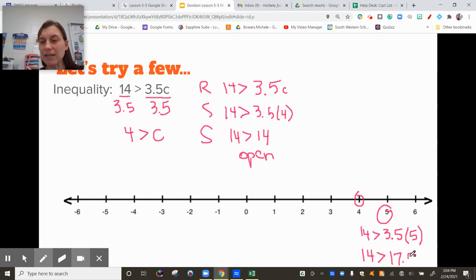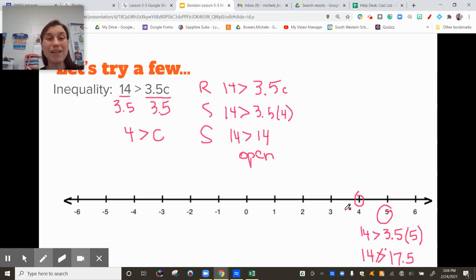Is this a true statement? Is the alligator eating the bigger number? No. It says 14 is greater than 17.5. That's not true. This is false. So 5 is not part of my solution. I shouldn't be graphing over here, even though I have this greater than symbol. Well, maybe I should be graphing over here.